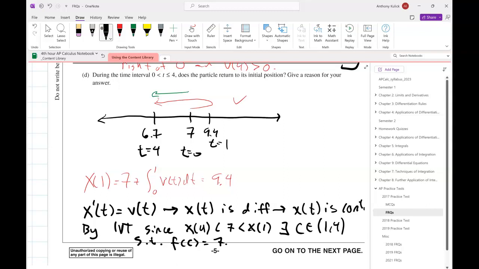So you would have gotten 1 point for being able to create that sandwich, and then 1 point for your explanation. But you needed to have that continuity argument in there to be able to use the IVT. I don't think they would have given you the argument without that continuity piece.